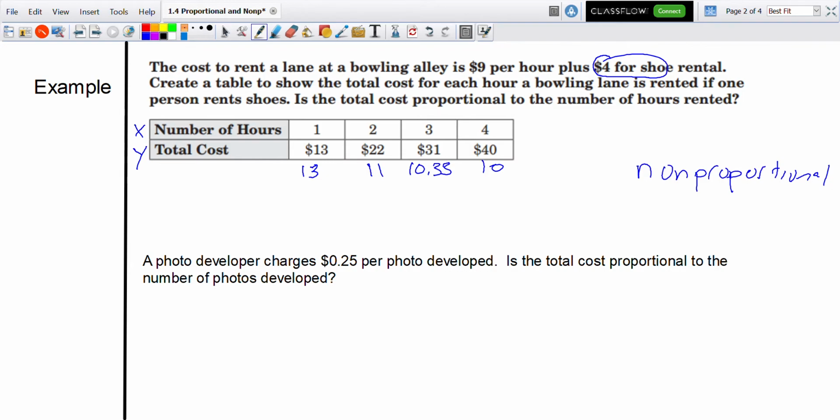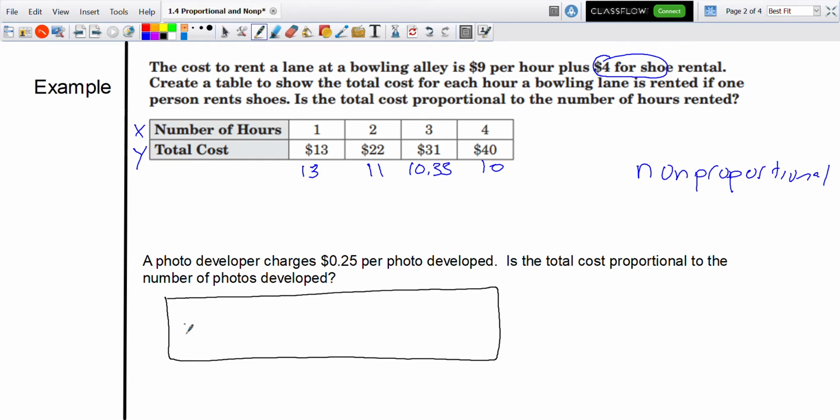The photo developer charges 25 cents per photo developed. Is the total cost going to be proportional to the number of photos developed? Let's create a table to help us out here. We're going to look at the number of photos and compare it to the cost.